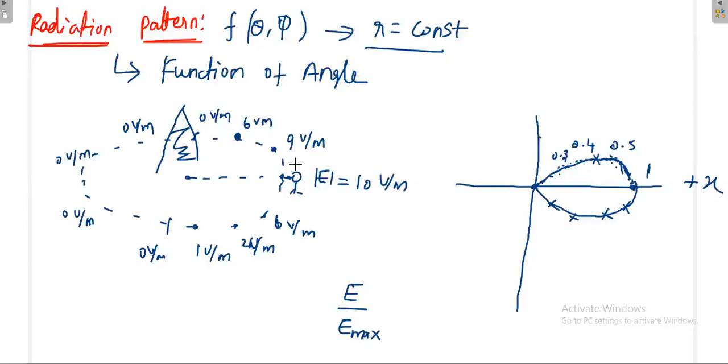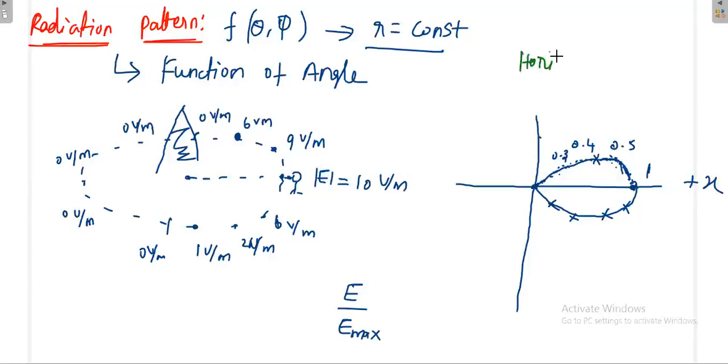Then I am drawing the radiation pattern for the base plane. For the base plane, what is constant? Theta is constant or phi is constant? Theta, sir. For the base plane, theta is constant. That means this diagram is a function of phi. Where have I drawn my radiation pattern? Exactly on the base plane, the horizontal plane.